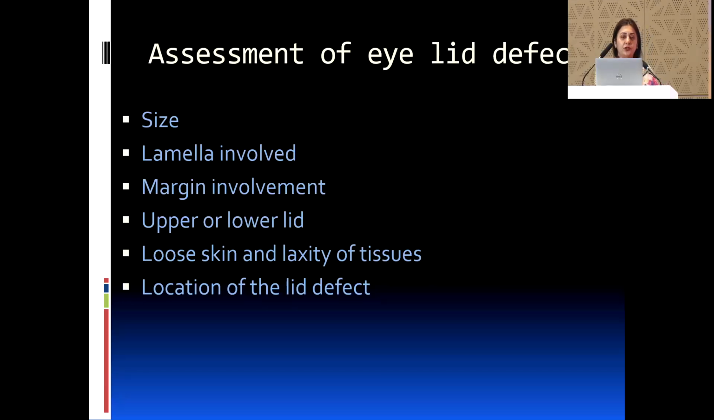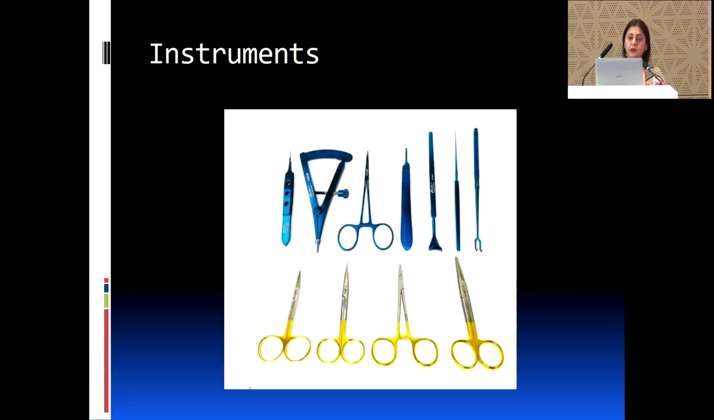Coming on to eyelid defect, you have to see size, what percent of the eyelid is there, like 30%, 40%, you can classify like that. Whether anterior lamina, posterior lamina or both are involved, whether lashes or margin is involved, it's upper lid, lower lid, how much loose skin is there, laxity of the ligaments, and location, whether it's near the lacrimal apparatus or at the lateral canthus, in the medial canthal area. So this is very important to plan.